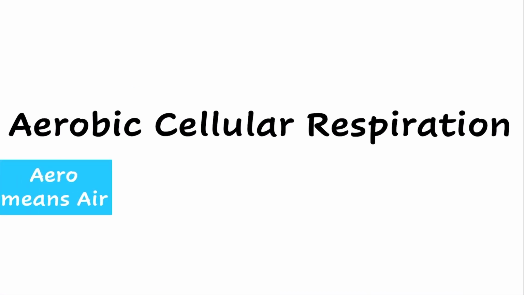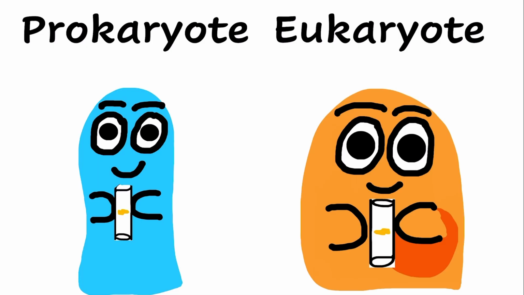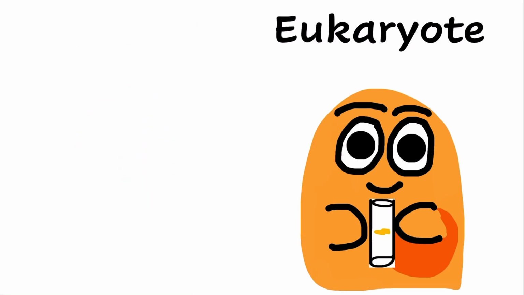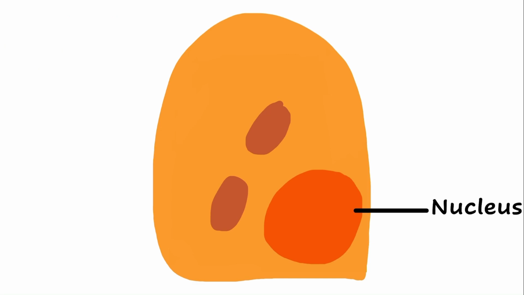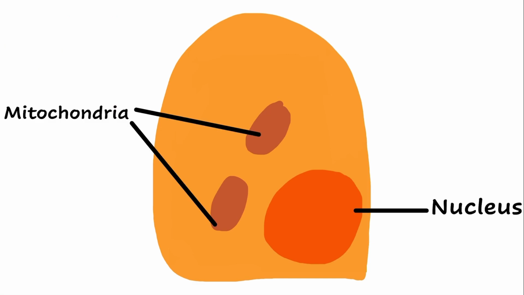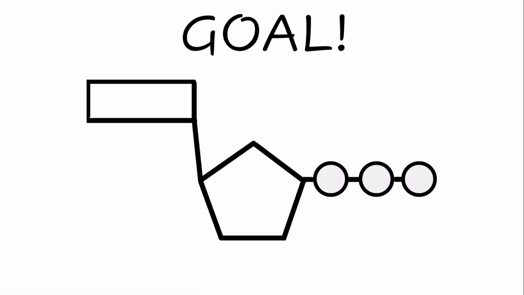Well, one way is called aerobic cellular respiration. Lots of organisms can do aerobic cellular respiration, but this video is going into aerobic cellular respiration in eukaryotic cells. That means cells that have membrane-bound organelles, such as a nucleus and mitochondria. So let's get started. The major goal for any organism performing this is to make ATP.